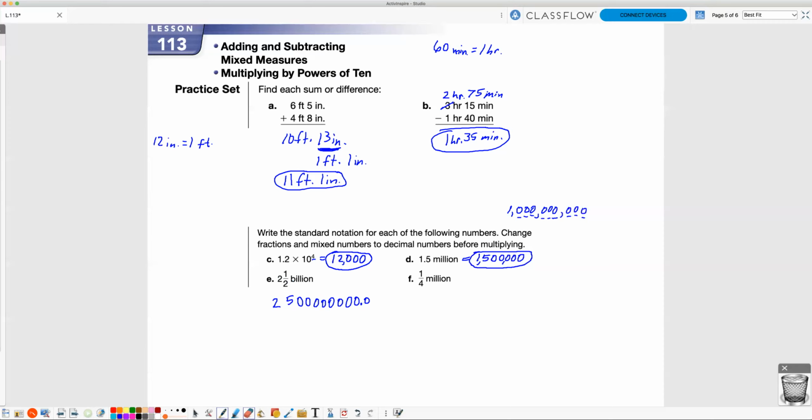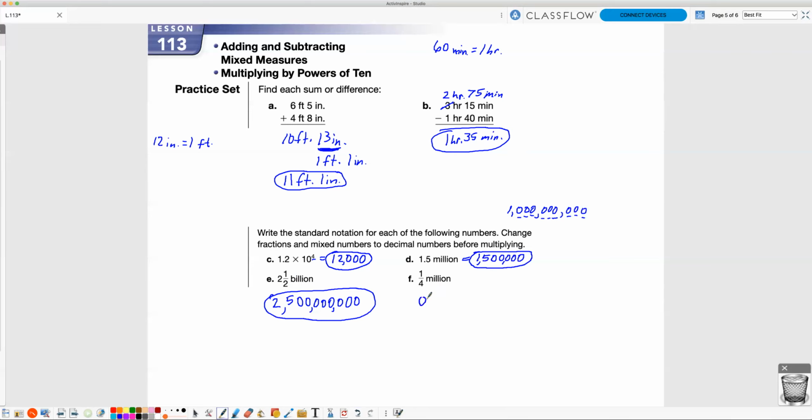So technically, I don't really need those last 2 pieces, and then I can go back and put in those commas in positions that I need. This would be 2.5 billion, which is 2,500,000,000. Letter F, 250,000. So 1/4 of a million or 1/4 million. It's another way of putting it.